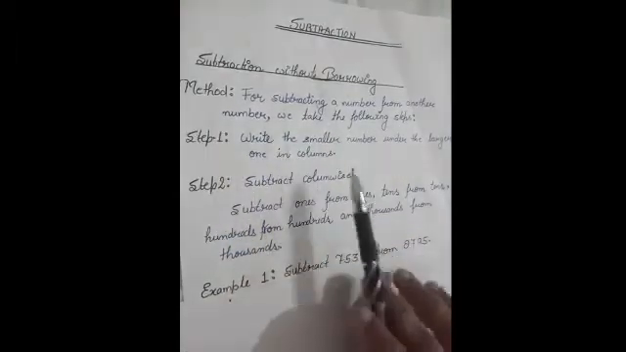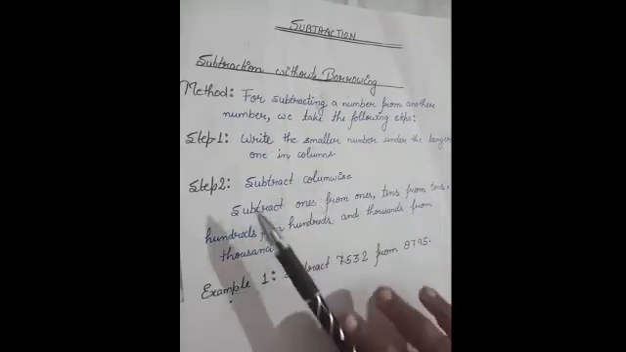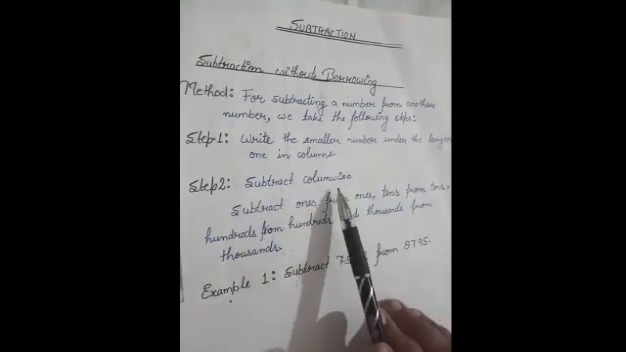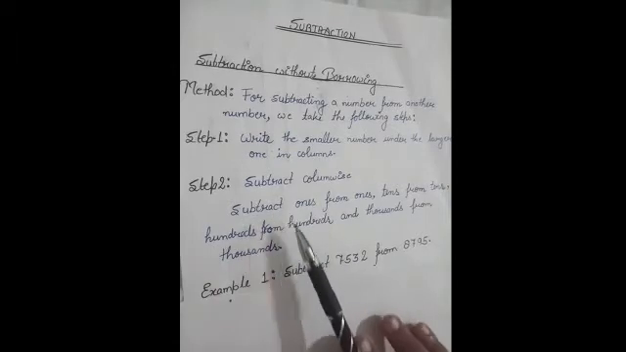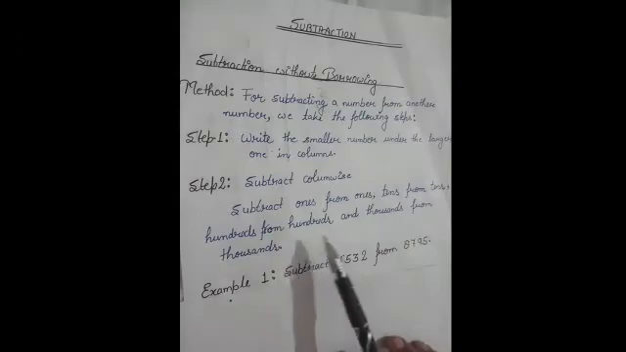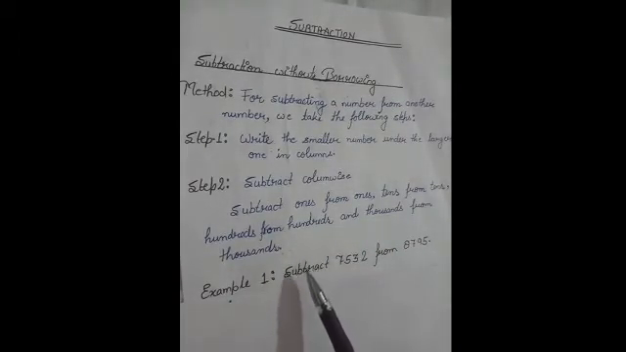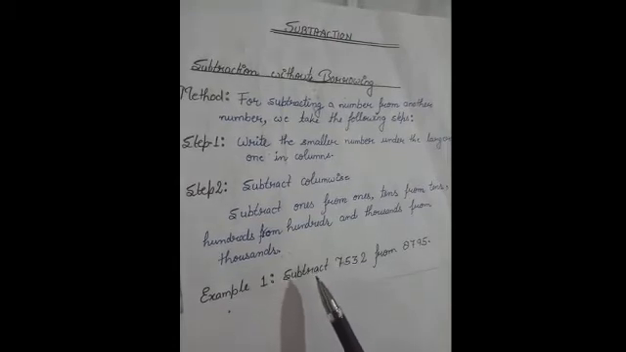Step 1. Write the smaller number under the larger one in columns. Step 2. Subtract column wise. Means subtract ones from ones, tens from tens, hundreds from hundreds and thousands from thousands. Here, let's discuss it with the help of an example.